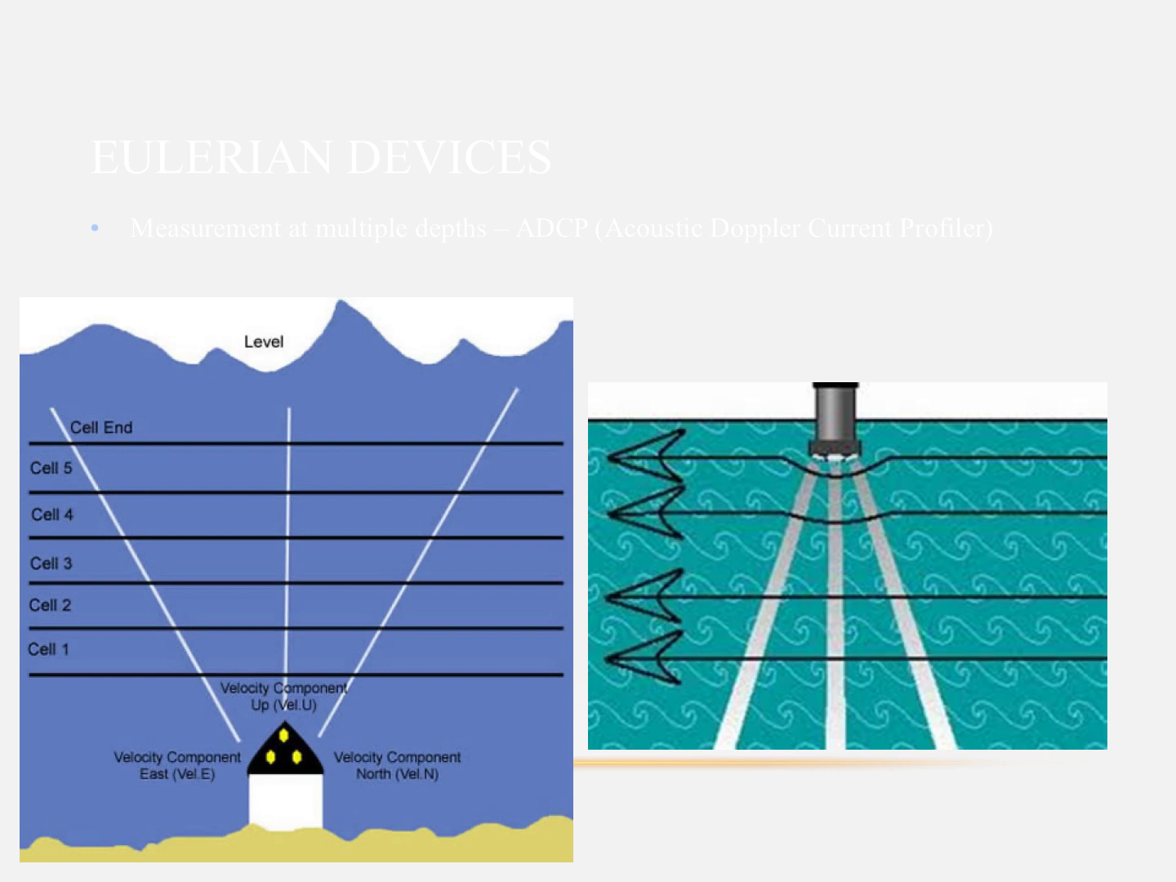So if you want to measure at multiple depths, you use what is called an ADCP, which is an acoustic Doppler current profiler. These can be attached to the bottom, or they could be attached to something and point down or up or horizontally to look at the currents across the mouth of a bay.